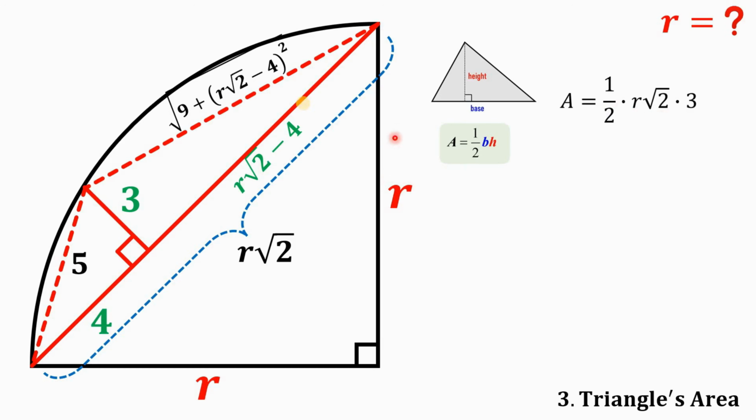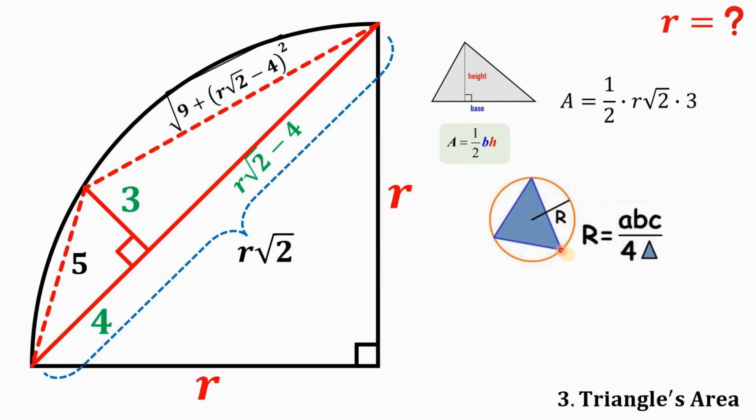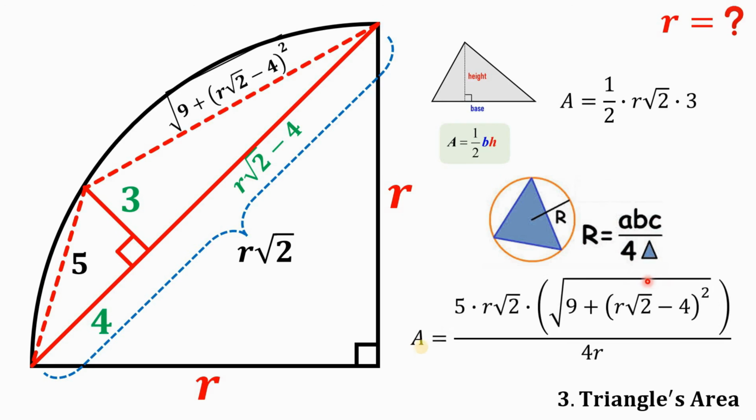Also, since this red triangle is inside the circle, we can use another formula. The area of this triangle is equal to the product of the sides of the triangle divided by 4 times r. Just switch the position of this radius and the area of the triangle. Using this formula, the area of this triangle is equal to 5 times r times square root of 2 times this side, the side length of this red triangle, divided by 4 times r.